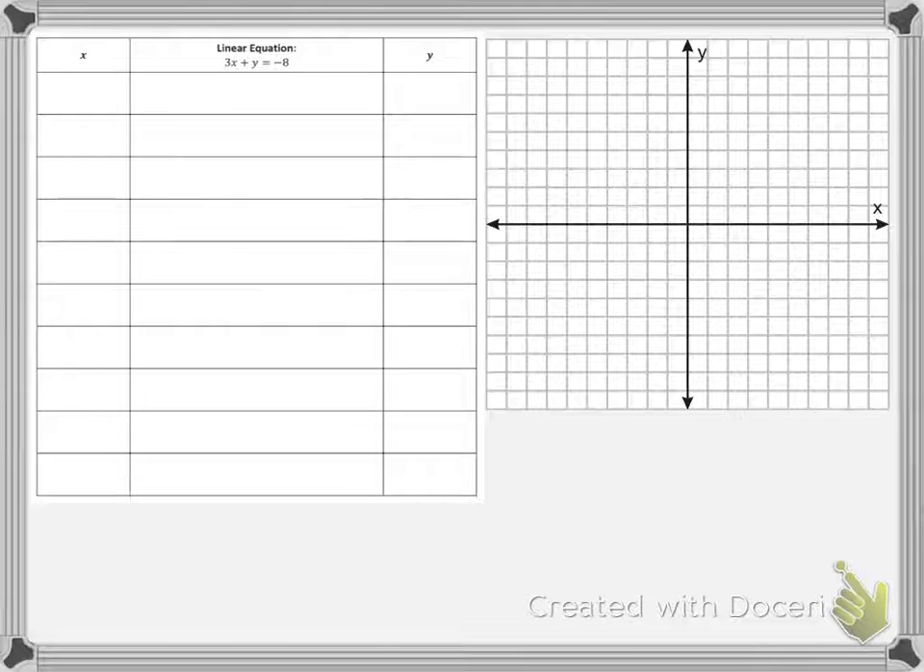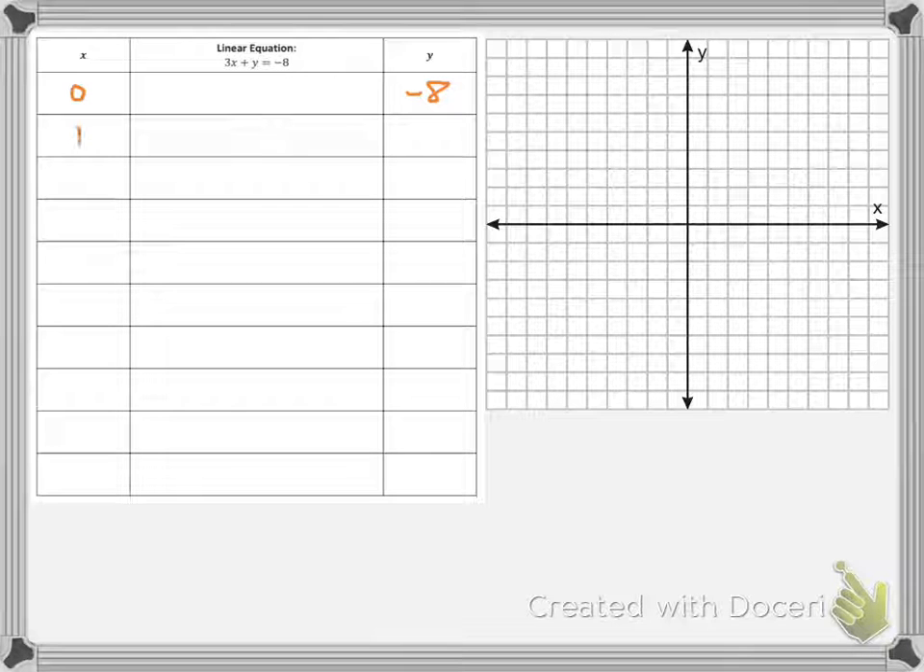Okay, so we're going to find, I think there's 10 examples here, 10 ordered pairs from the linear equation 3x plus y equals negative 8. Hopefully you'll recognize that this linear equation is in standard form, ax plus by equals negative 8. And so we just need some examples, and I'm going to start with 0, and we'll see where that takes us, okay? So let's start with 0. If we put a 0 in for x, 3 times 0 is 0, so we get y equals negative 8.